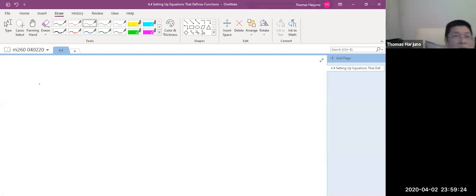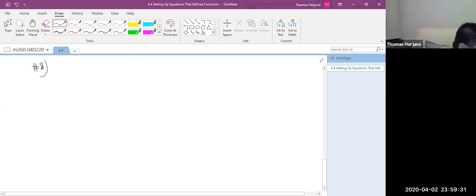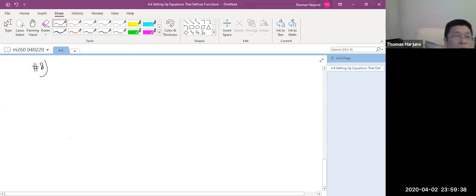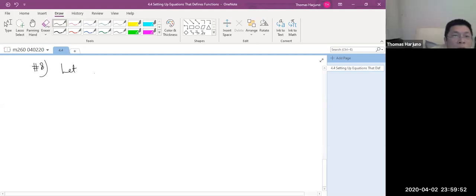Let's see number 8. I think number 8 is another interesting question. The product of two numbers is 16. Now, this time they don't give us any graph. They don't give us geometry. Let's define those two numbers, and let x and y be those numbers.